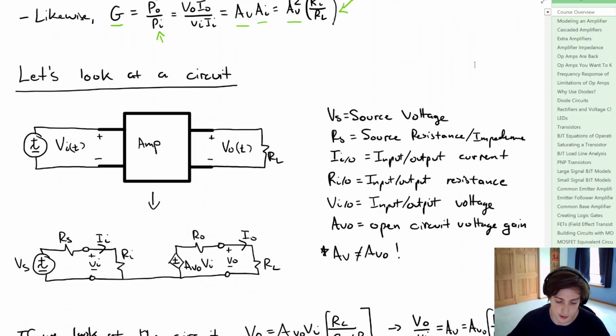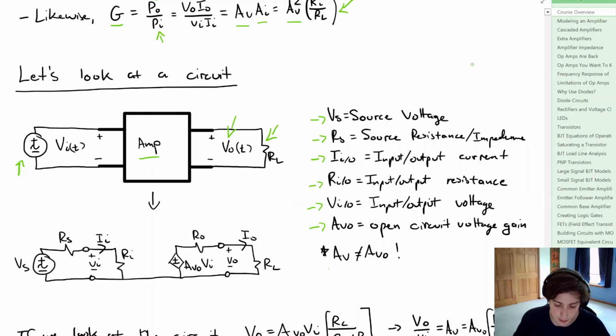So if we look at a circuit, or again, a general amplifier, right here, we have some input voltage, Vi of t, some output voltage, and then some load resistance. To break this down into a real circuit, there's some terminology that we keep throughout this course. So if we have some voltage source, Vs, with some source resistance or impedance, we'll have some input and output currents, some input and output resistances, we'll have our voltage input and output, and then we're going to have this thing called the open circuit voltage gain.